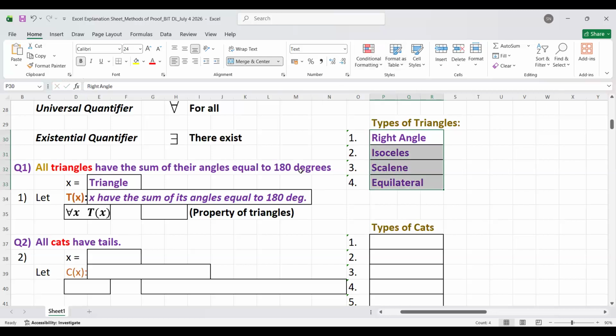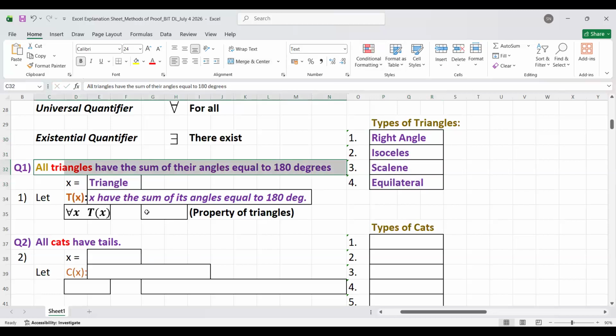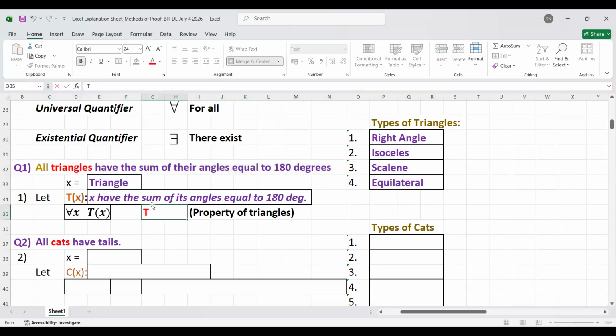If you type properties of triangle, you see that one of the things that you will read about is that their internal angles add up to 180. So this statement, it must be true. It is true because it's a property of triangles. It's only triangles that have that. All the other figures, they don't have this property. Okay, so that statement will be true.